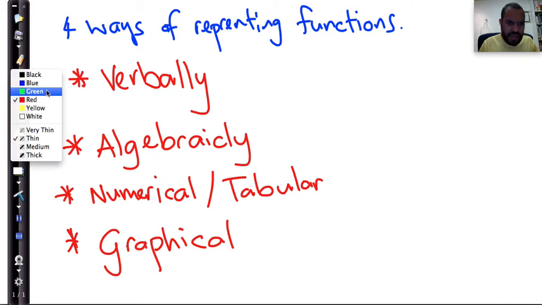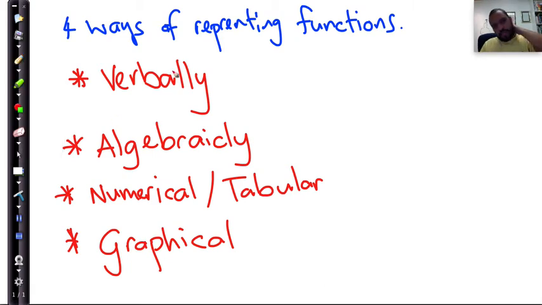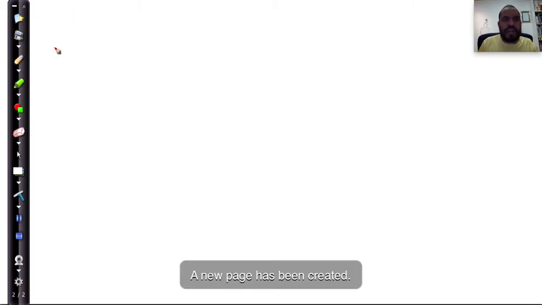Now we're going to take a thin pen in order to move forward. It's 4 ways of representing functions. The first is verbally, algebraically, numerically, in a tabular method, or in a graphical method, right? So let's see how we do this. I'm going to start off with verbal.